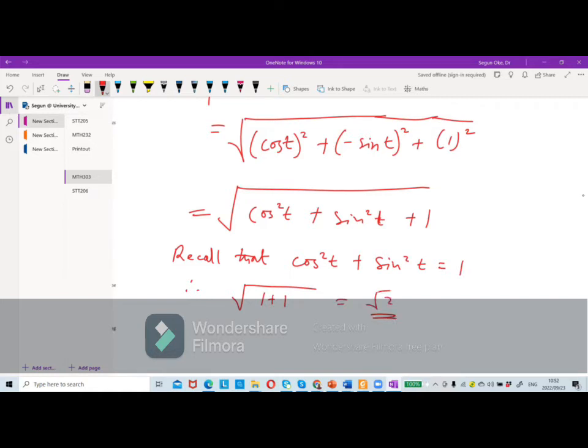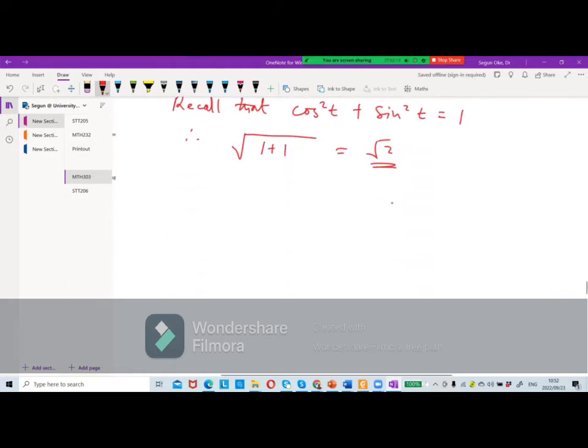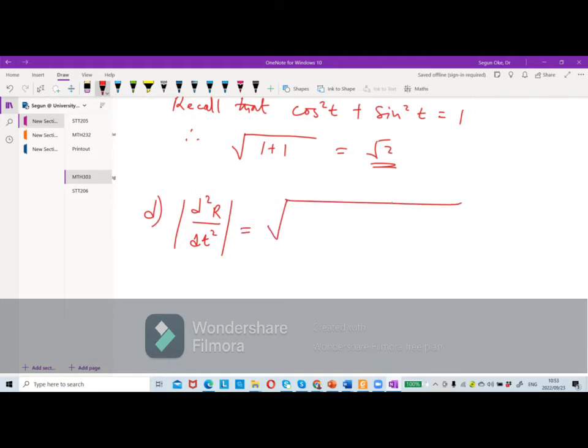Please take note of that. Don't say the question is wrong when they give you something similar. It's not wrong. It is you that you need to open your eyes very well, please. So we can go ahead by saying square root of.